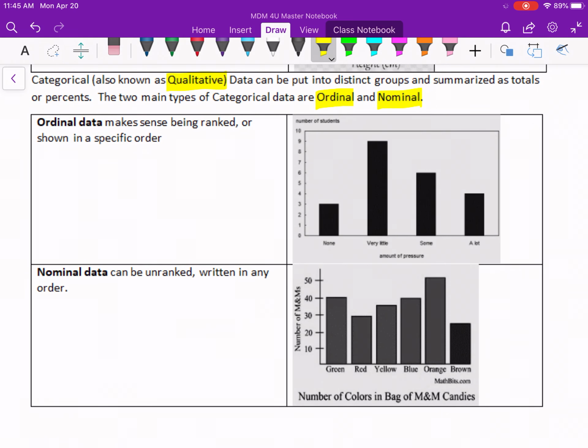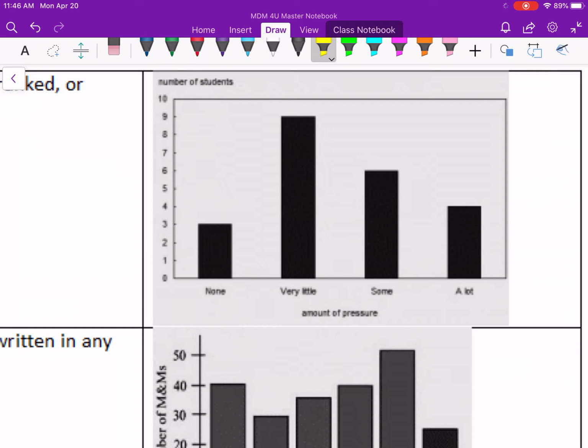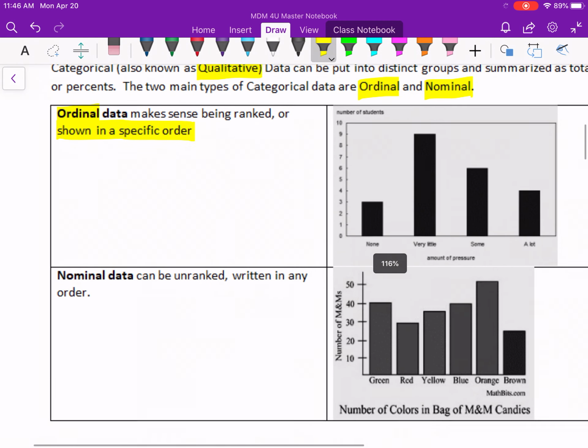Ordinal data makes sense being ranked or shown in a specific order. So the example they show here: none, very little, same, a lot. A lot of surveys out there ask people to rank things from none to a lot, or extremely disagree to extremely agree, or whatever. So we have this sort of continuum. So it makes sense to have things in an order for some things.